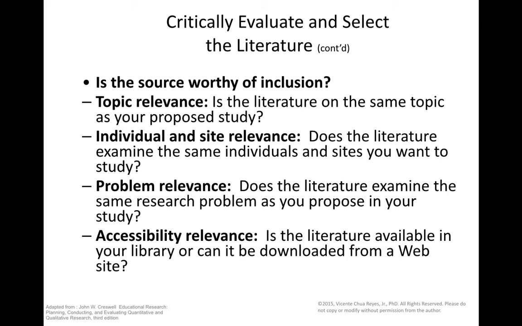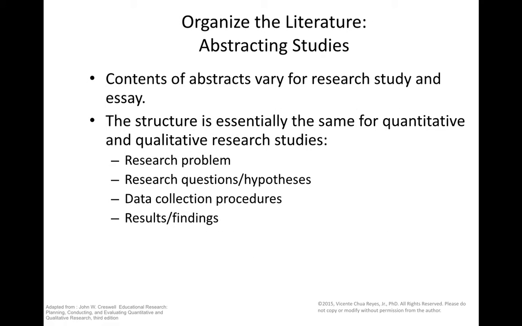Problem relevance. Does the literature examine the same research problem as you propose in your study? Accessibility relevance. Is the literature available in your library, or can it be downloaded from a website? After you have already critically evaluated and chosen your sources, you then organize your literature.